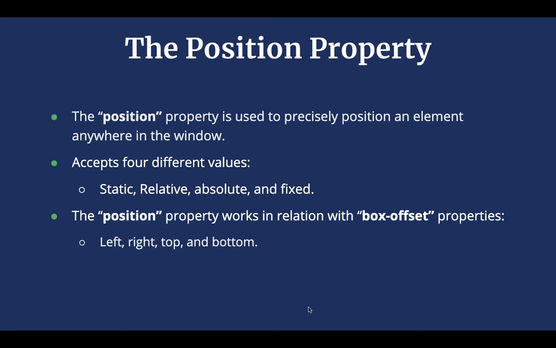And the position property works in connection with box offset properties. We have 4 different box offset properties, that is top, right, left and bottom. And the box offset properties exactly position an element by moving it in different directions. So now let's discuss all these different values for the position property. So we will start with the position static.